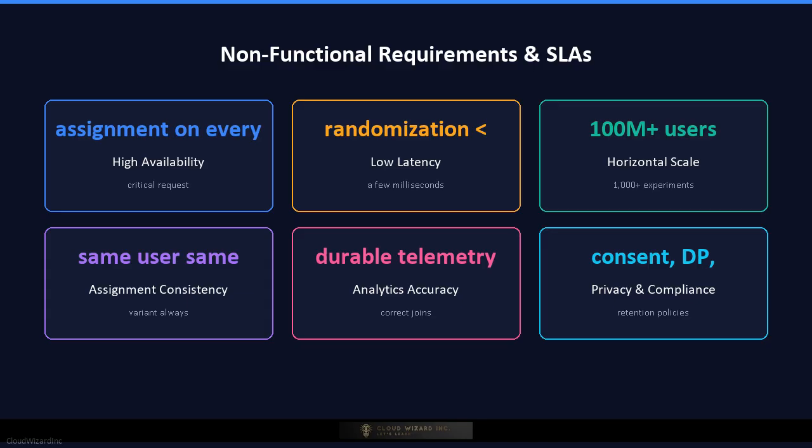The analytics pipeline must be accurate and durable, because experiment decisions can move billions in revenue. The platform must respect privacy and compliance, including consent, differential privacy, and data retention policies. Finally, it must be extensible so data scientists can plug in custom metrics, counterfactual estimators, and stratification rules.